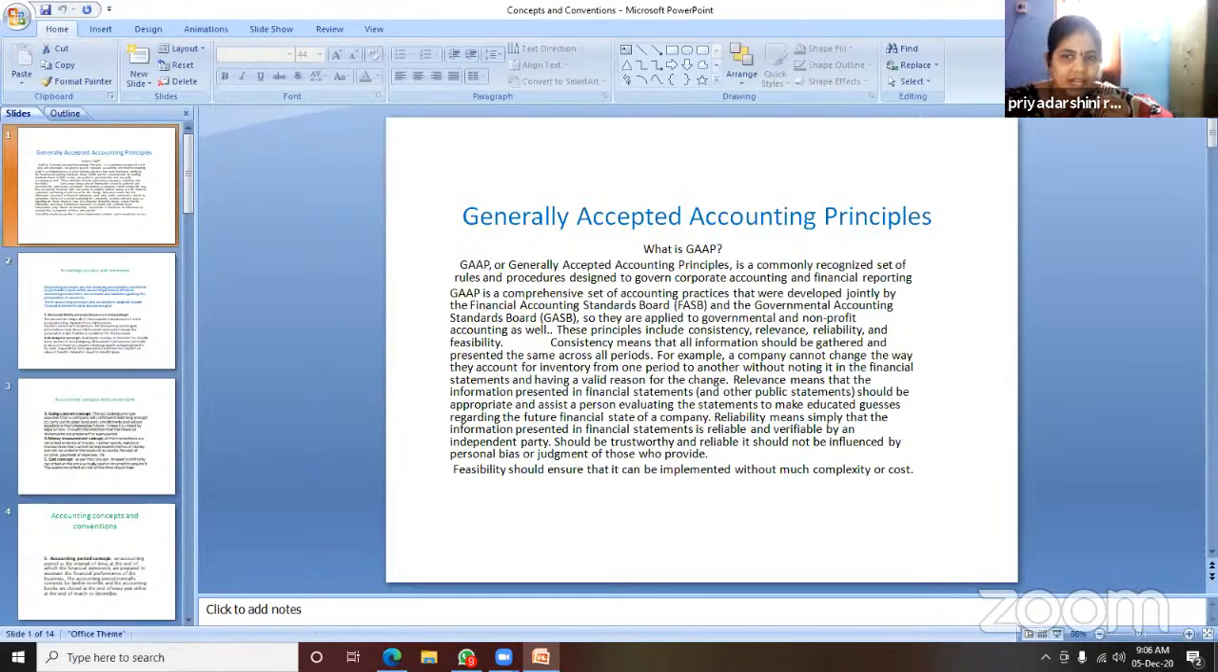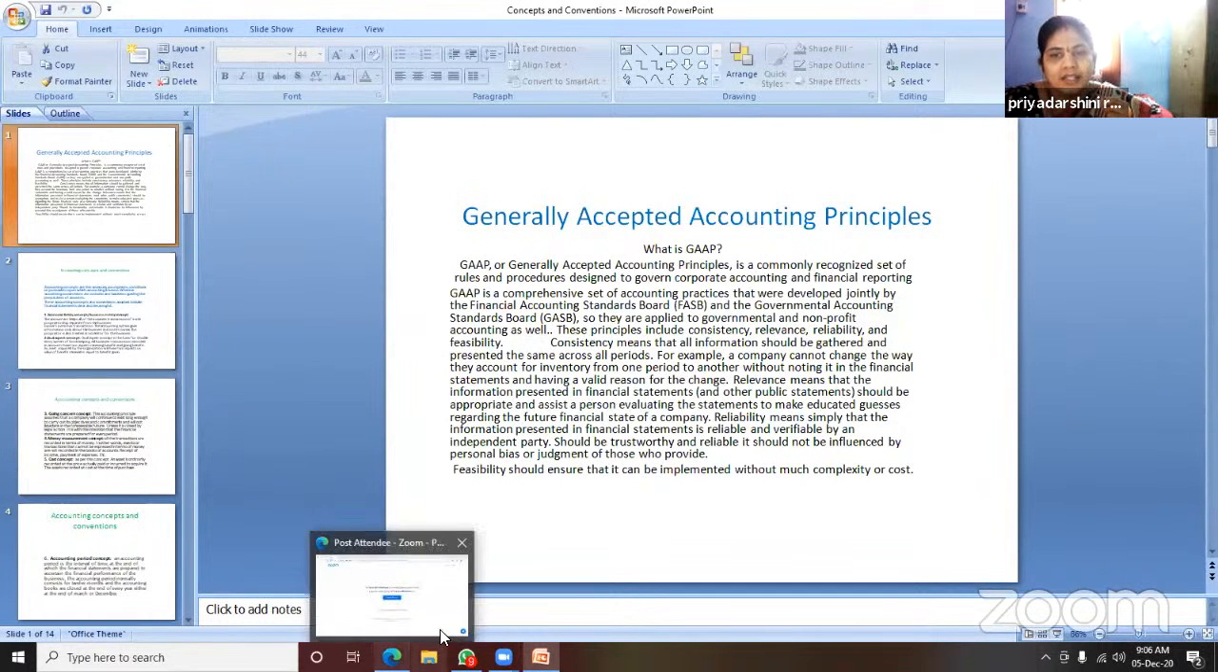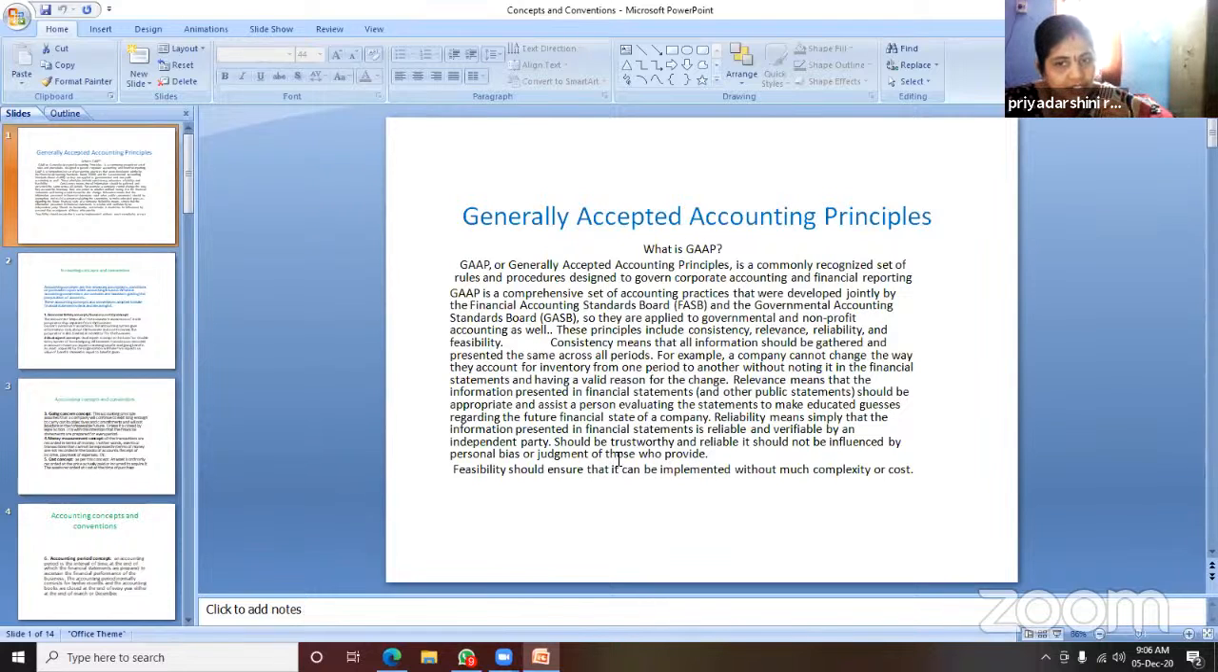The next is reliability. Reliability means the information provided should be trustworthy. The users should rely upon the information that is provided by the accountant. They should trust and believe whatever information is provided, and depend upon that information in order to verify and take decisions. So the information should be reliable, that is, trustworthy.